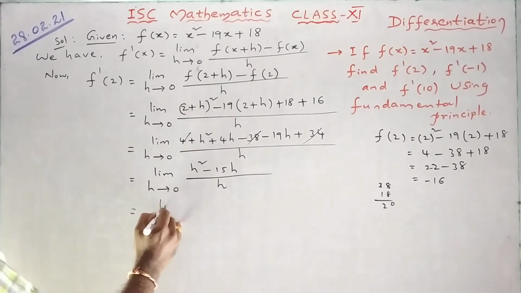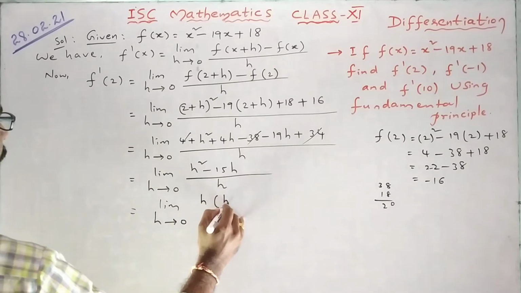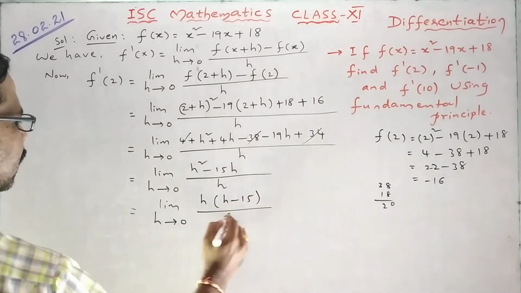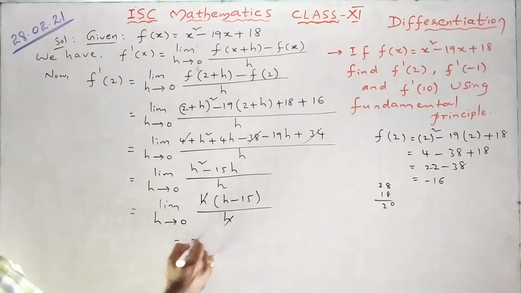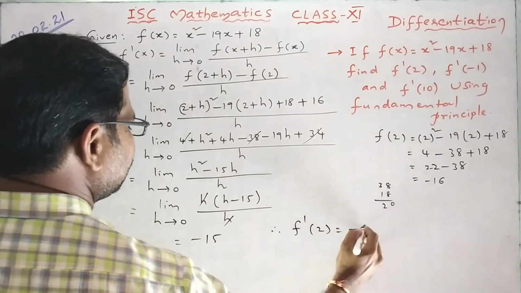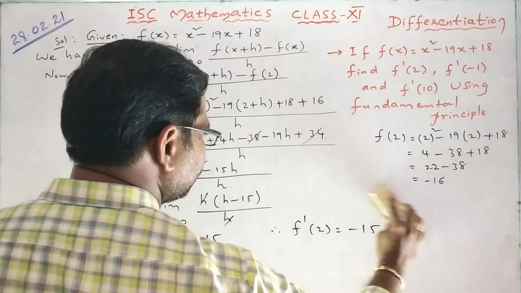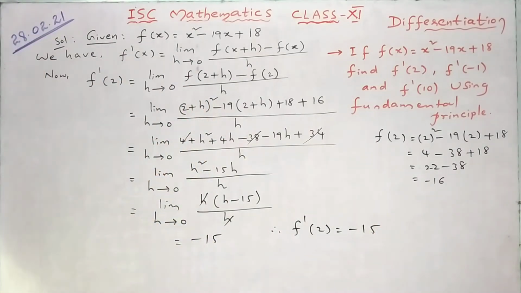So h should be taken common here. H, if you take common, h minus 15 upon h. So in the place of h keep this. Okay? So minus 15. Therefore f dash 2 value is minus 15, right? That is the first one.